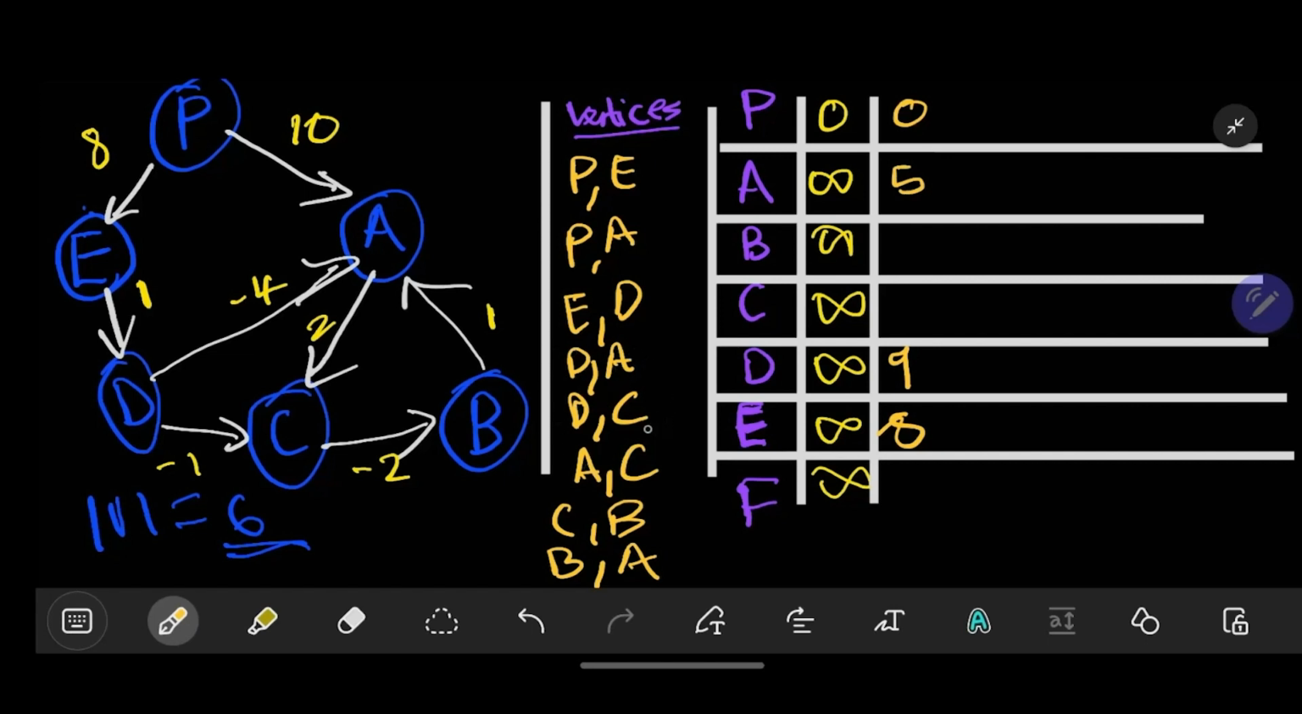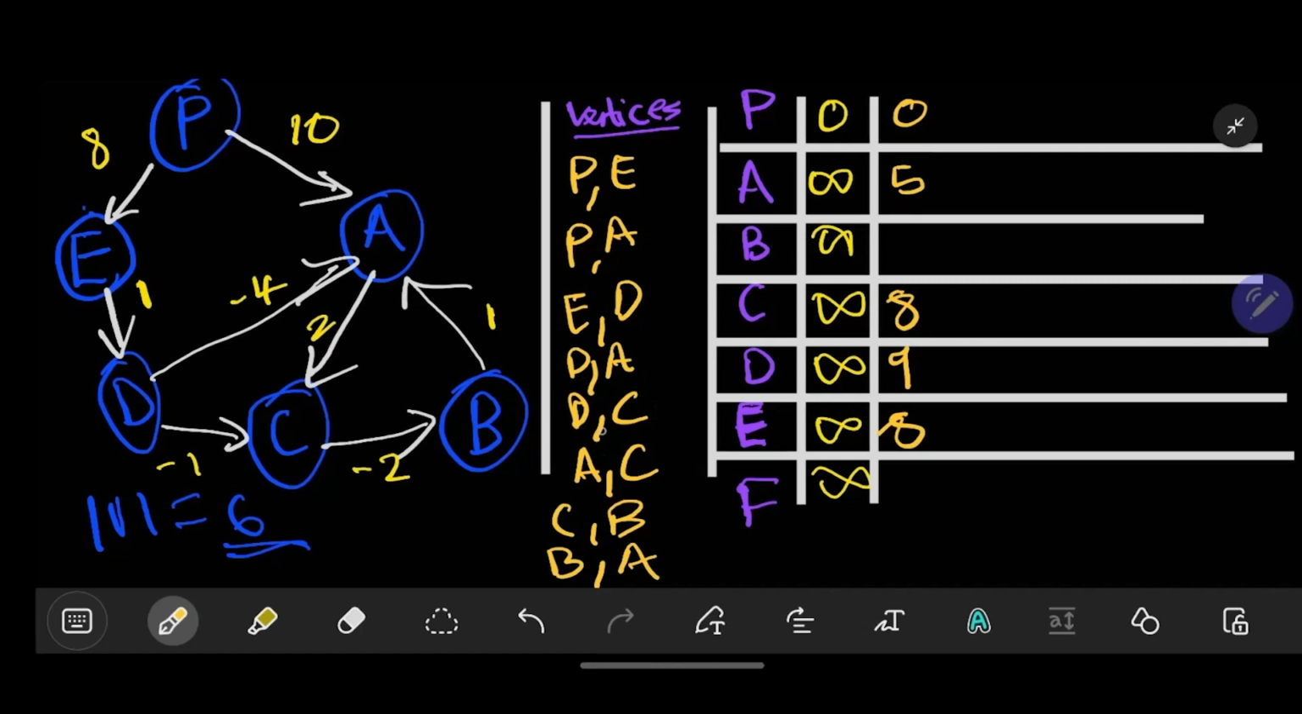Then we can do DC, right? So the weighting between D and C is minus 1. But however D is 9, so 9 minus 1 is 8. So C is now 8. Okay, then we are done with DC.